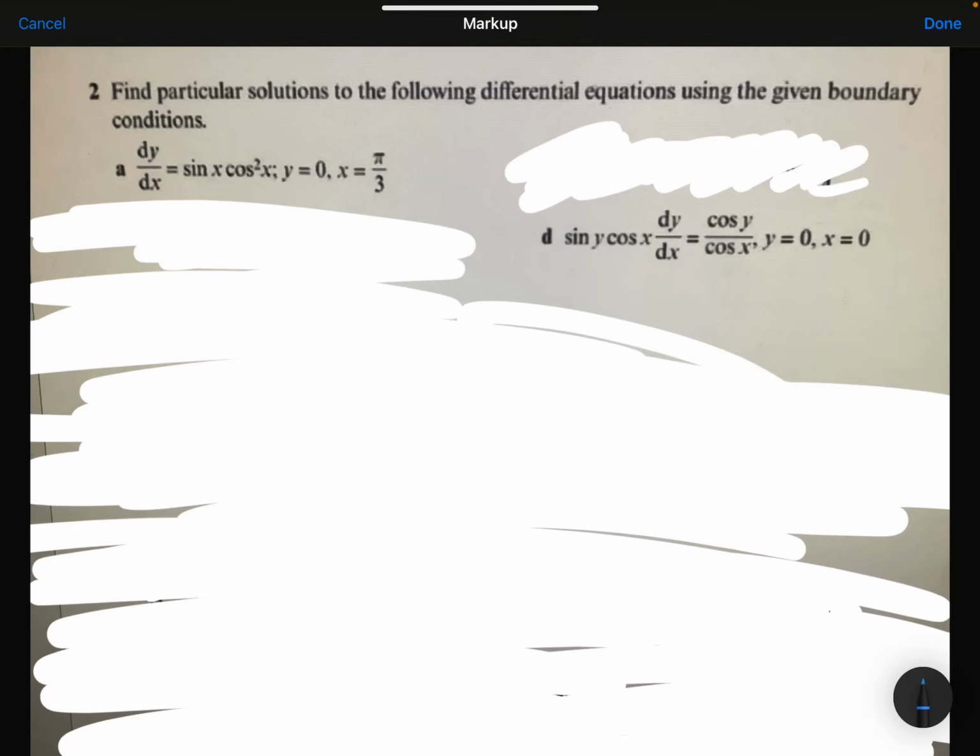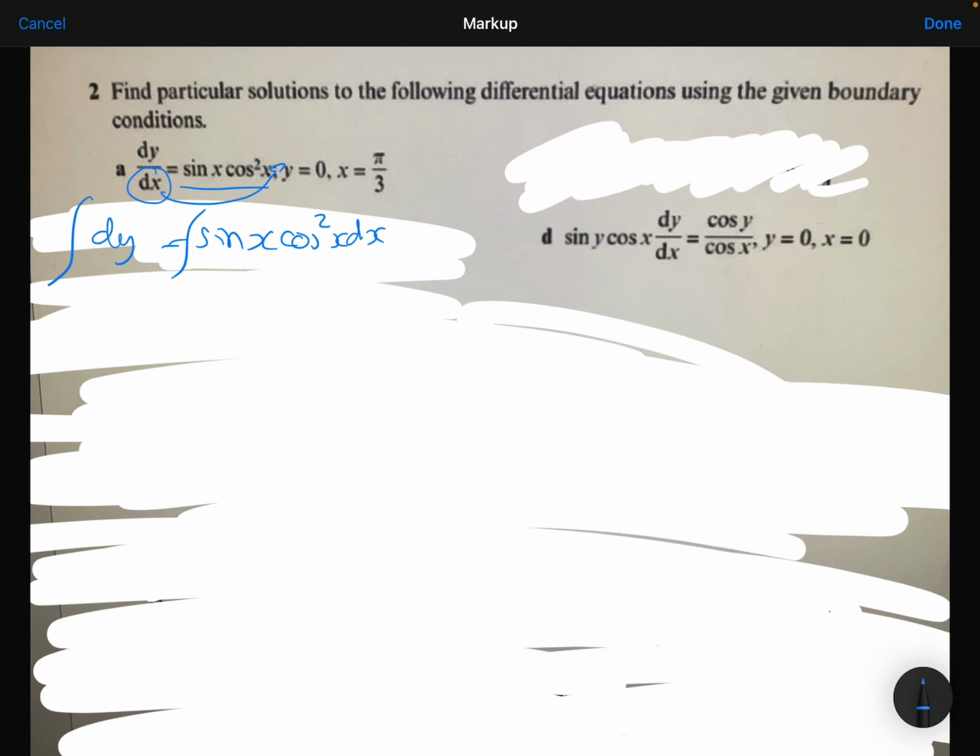Okay, so for 2a, we're going to separate the variables to begin with. Now, in this case here, there isn't actually any y variable on the left-hand side, so I don't need to worry about that. All I need to do is move the dx to the right over here. So I'll get dy equals sine x cos squared x dx. And now I can integrate both sides.